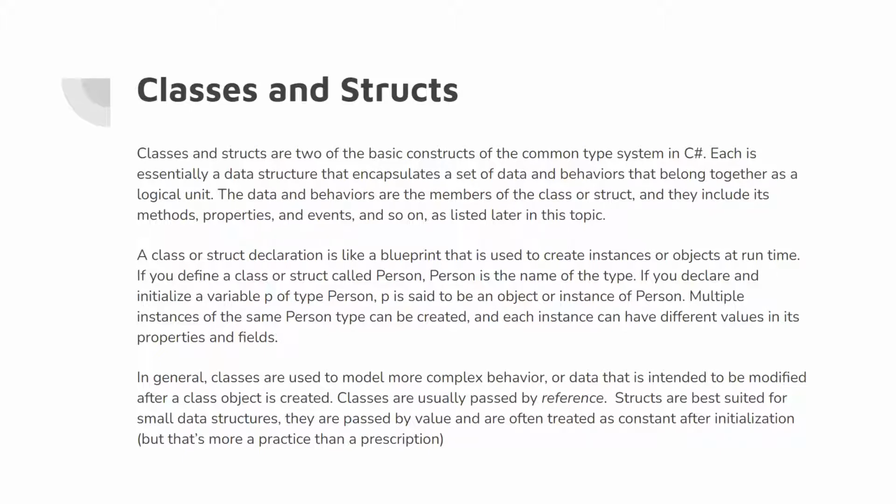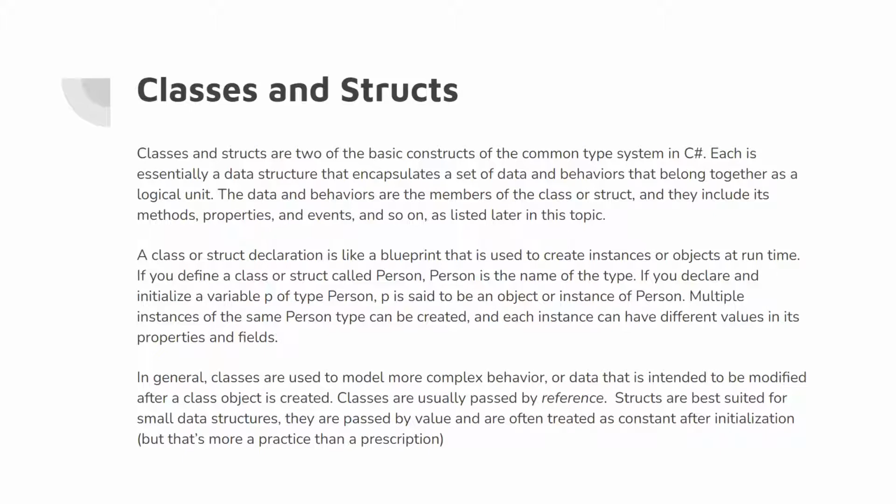And each instance may have different values in its properties and fields. It may have a different name, different height, different weight, a different set of interests, right? So we have all kinds of people that are each individually a person because they are all created based on this class, right? So we have these classes.